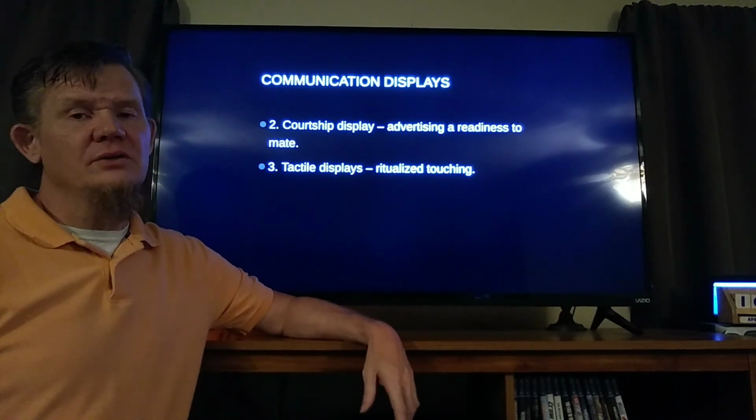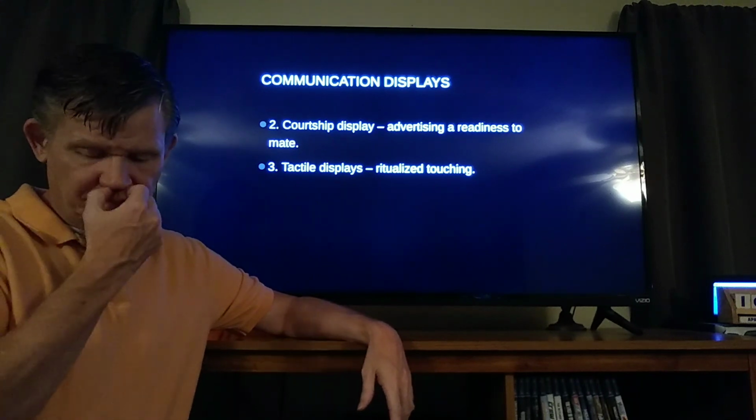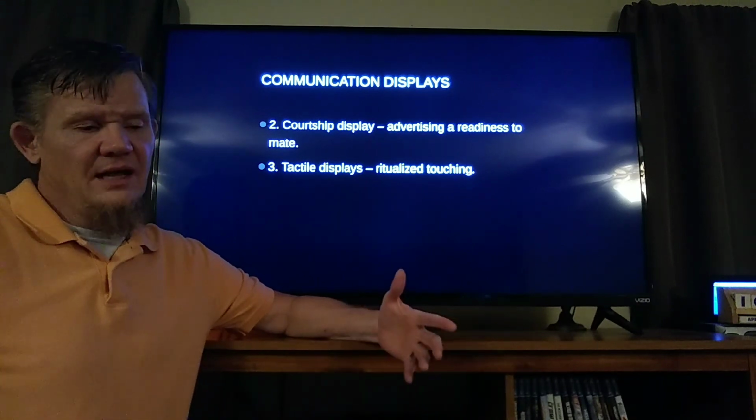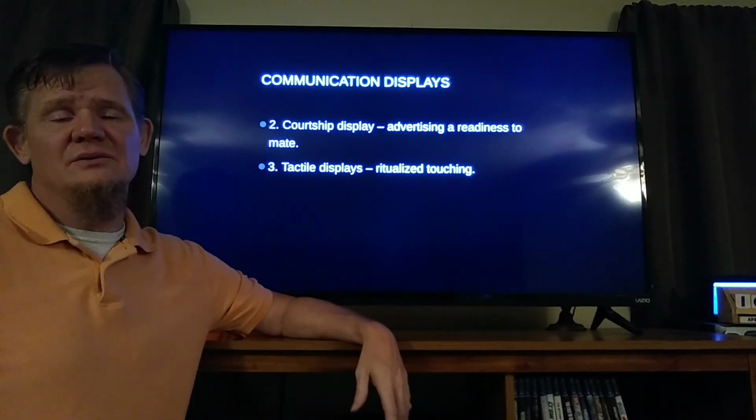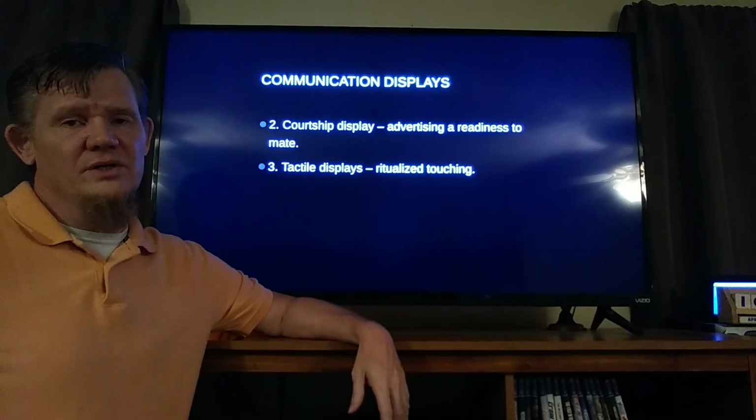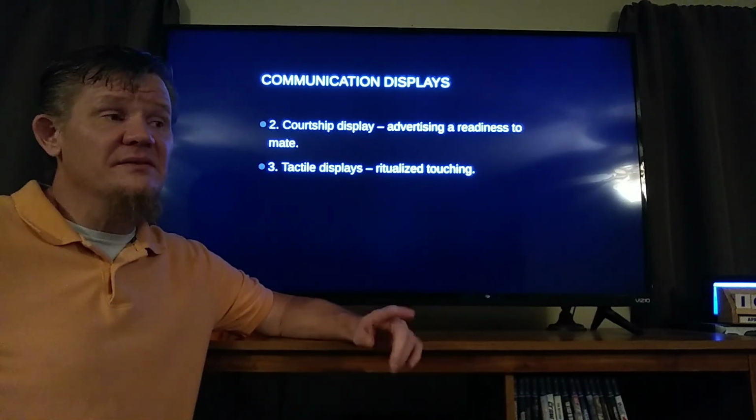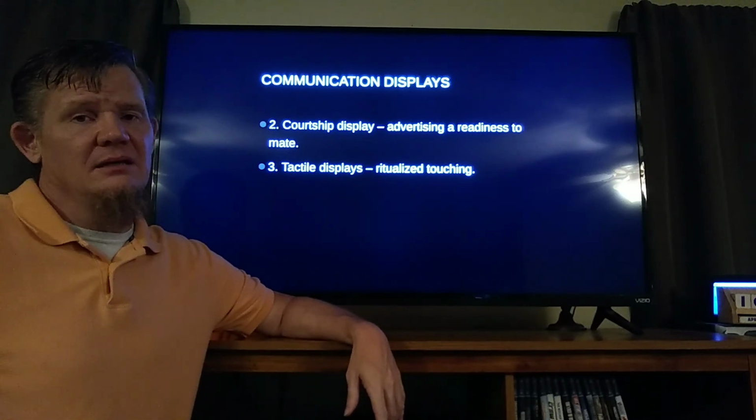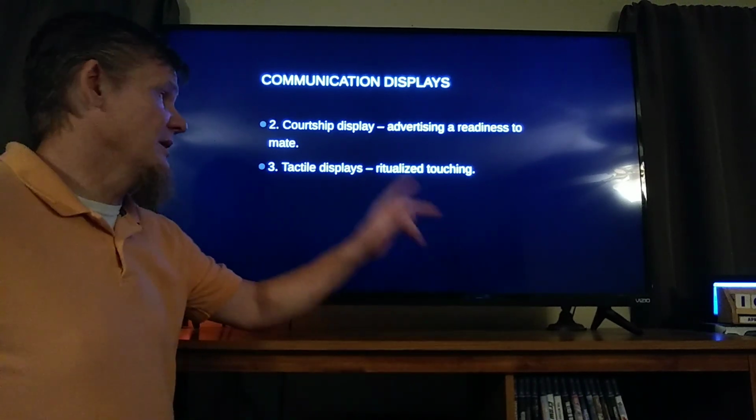Threat displays are not the only displays. There's also courtship displays. That's advertising a readiness to mate. Birds have lots of courtship displays. That often has a song. It often has a mating dance that they do together. Just do a Google search for bird courtship displays or bird mating dances. Some of them are really neat. Look specifically for a rifle bird. Watch the mating display, the mating dance of a rifle bird. It's really, really neat.